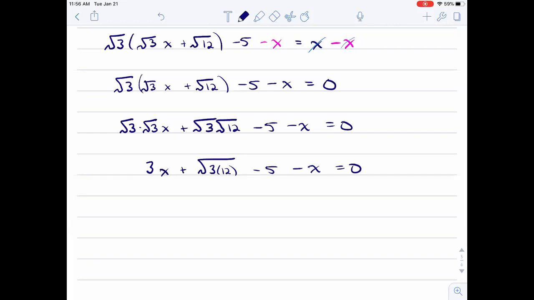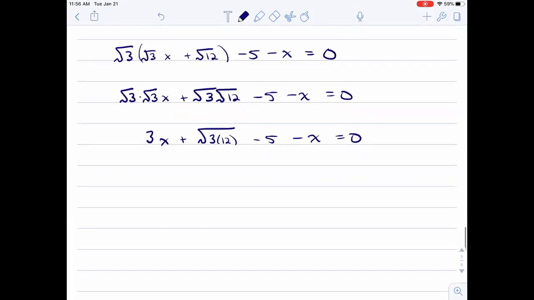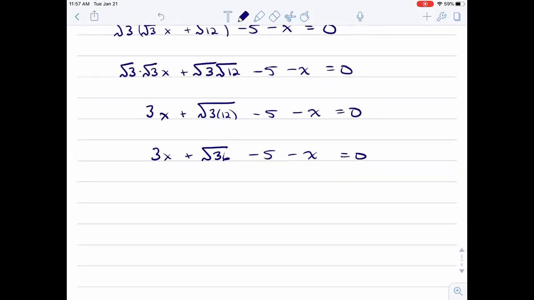Let's deal with 3 times 12 first. 3 times 12 is 36. And so we get 3x plus the square root of 36 minus 5 minus x equals 0. If you wanted to collect like terms with your x's, that's fine by me. I'll leave it till the end.